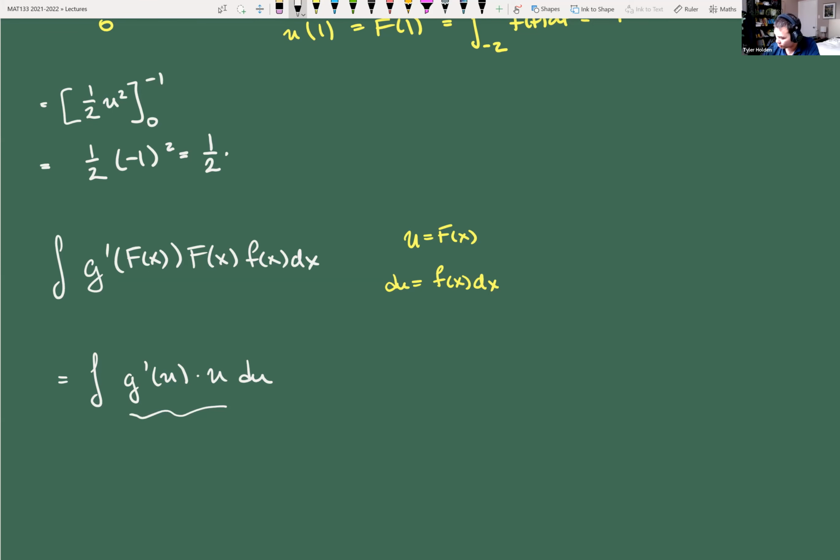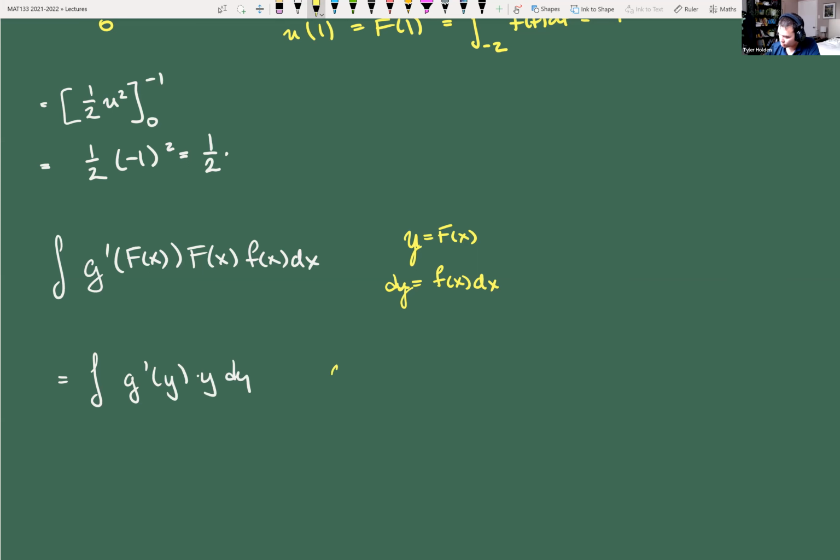Oh, you know what? Maybe I should use a different variable. I should use y here, so I don't have to reuse u. So let's change these to y's. Now it's a y substitution instead of a u substitution. I don't like how that looks. Let me just rewrite it.